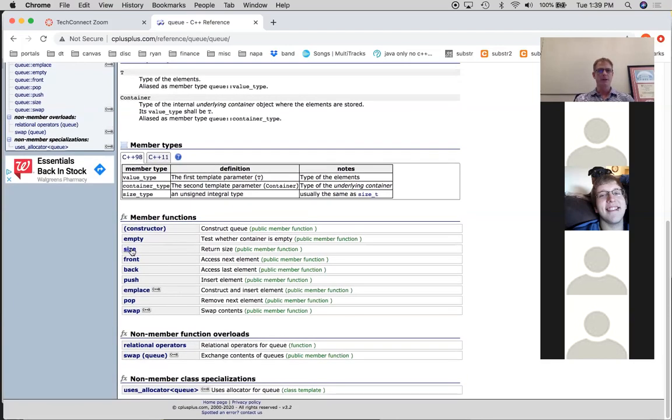Okay, so the most important ones here are front, which is sort of like our top operation with the stack, and then we've got push and pop, just like we did with stacks.